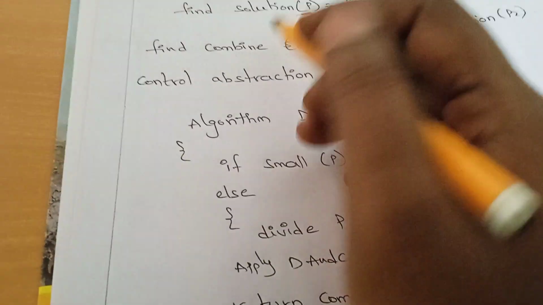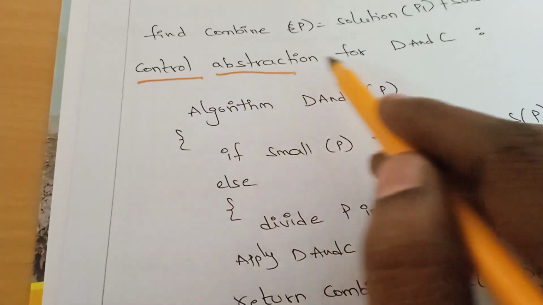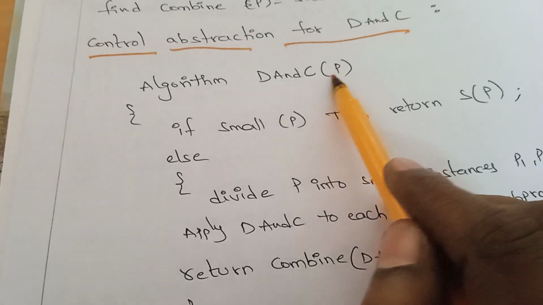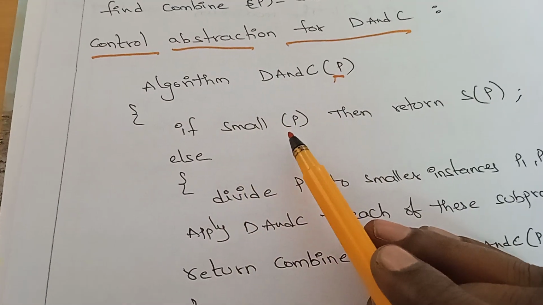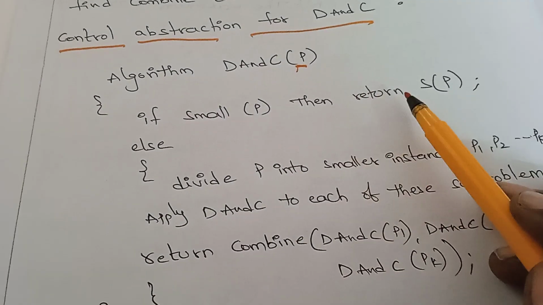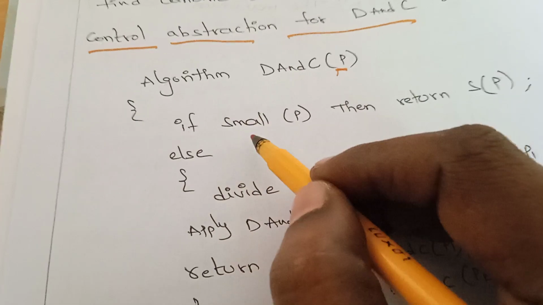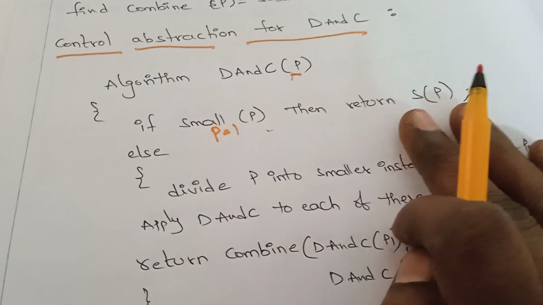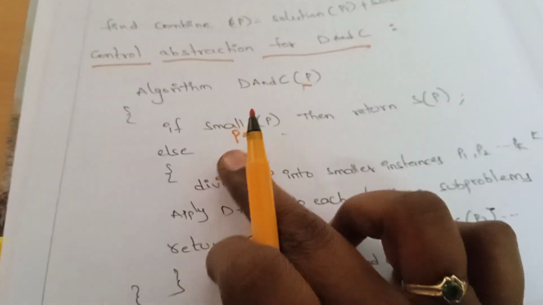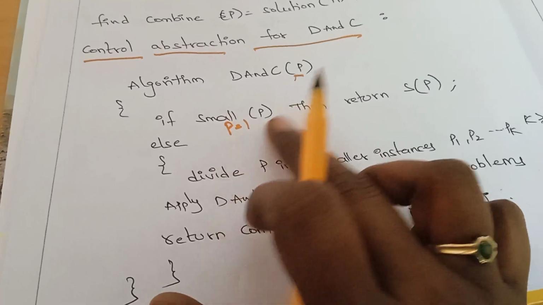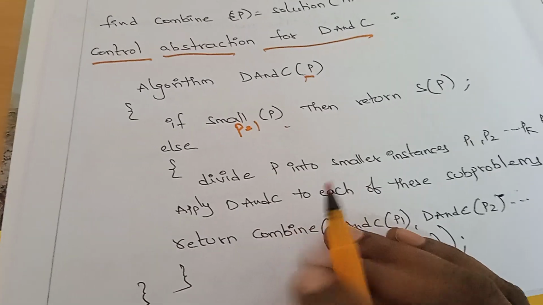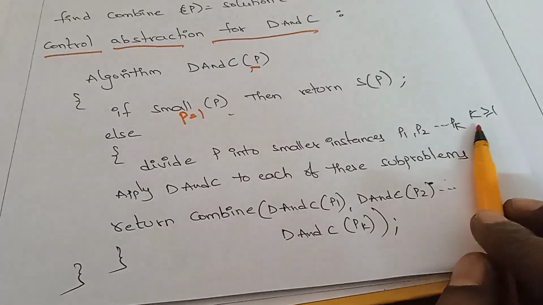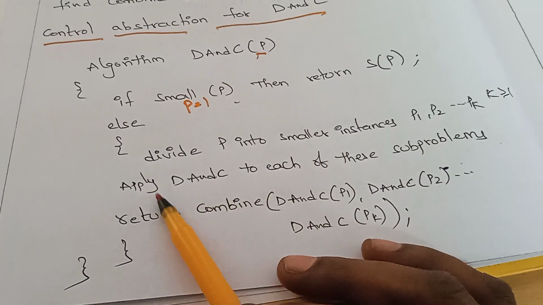Let's see the control abstraction of divide and conquer. Algorithm divide and conquer of P, where P is my main problem. If the problem is small, we return the same. That means if the problem has only one element, we need not divide it, hence we write the solution for it directly. If it is not one, that means it has more than one element to be solved, so we divide P into smaller instances P1, P2 up to Pk, where k is greater than 1. Now apply divide and conquer.